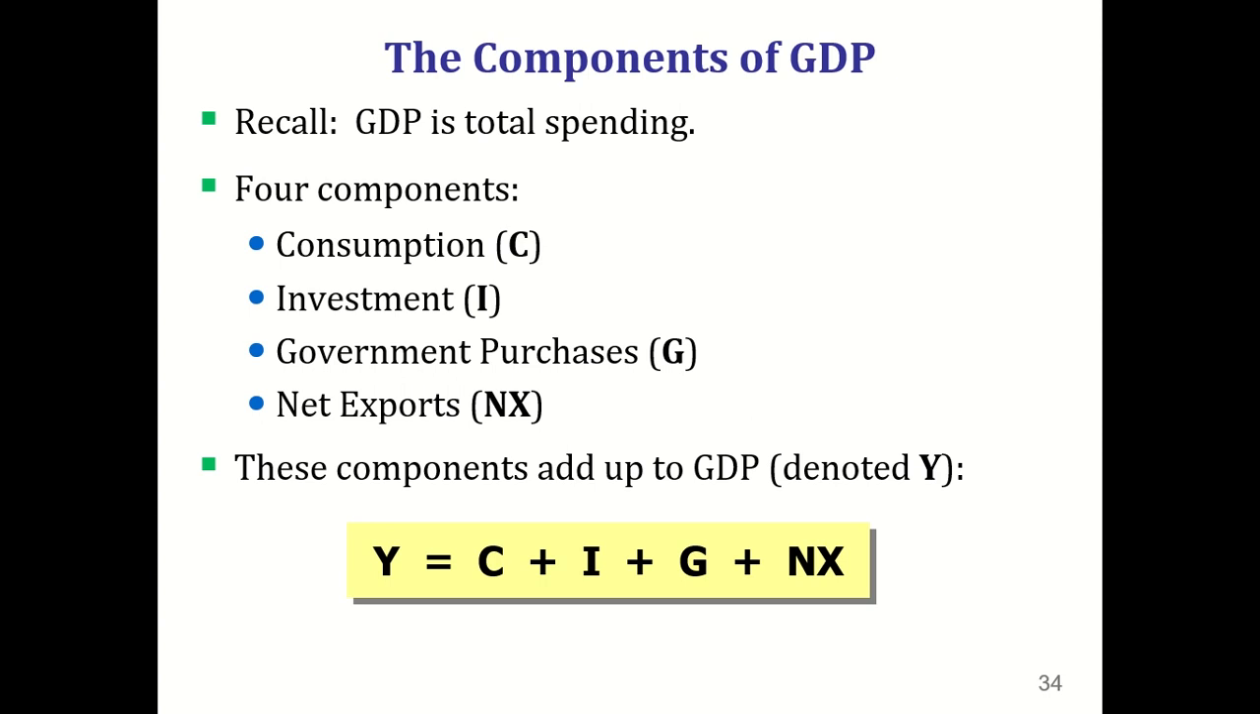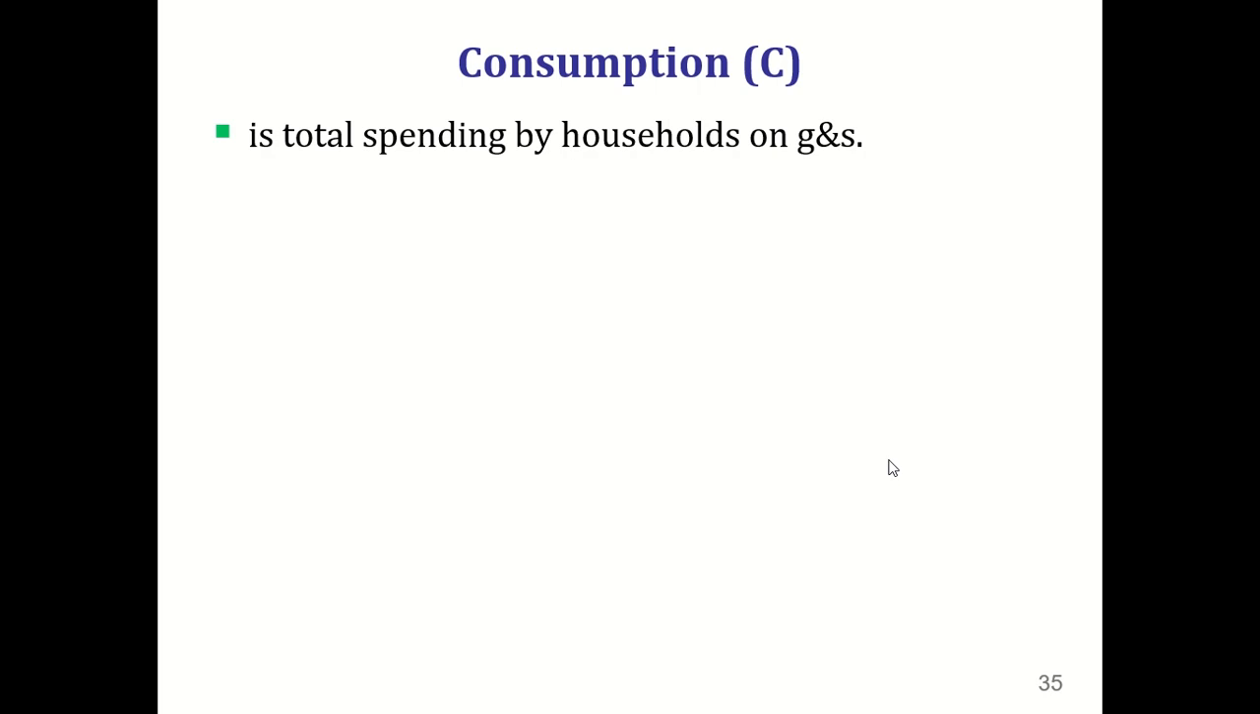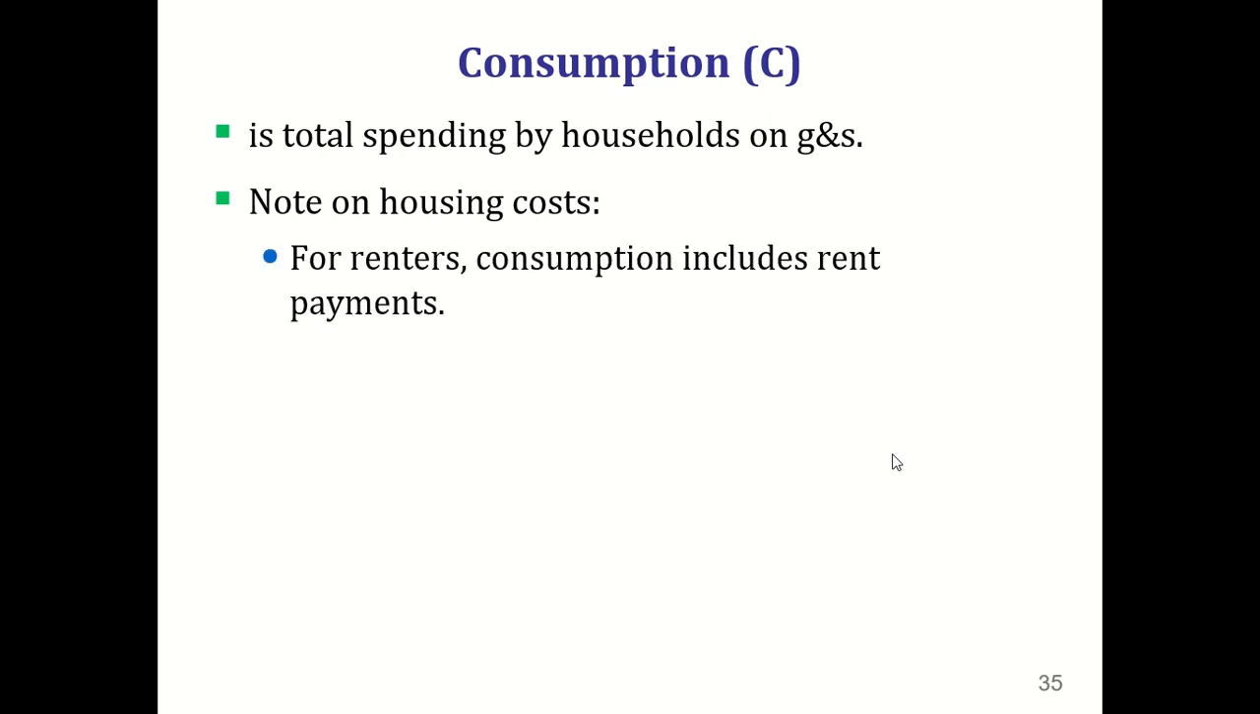Now let us look in a bit more detail at what all things are covered under C, I, G and NX. Let us look at consumption. Now, what are consumption expenses? Consumption expenses are the kind of expenses that we incur on a day-to-day basis. If you see this slide, it is the total spending by the households on goods and services. And please remember one caveat with regard to expenses related to housing. When we are staying in a rented house, we take the rental payment as a part of consumption expenditure.